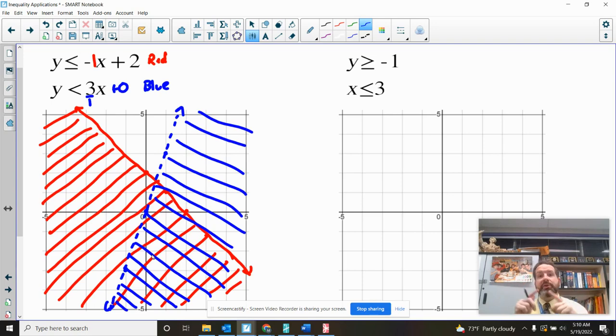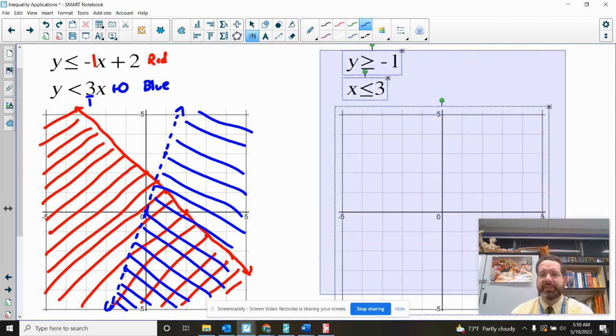And just so you know, when you look at the answer key for the practice sheet, it won't show all the shading. It will only shade in the overlapping part. So when you check your answer key, it's going to show only the overlapping part, just so you're aware.